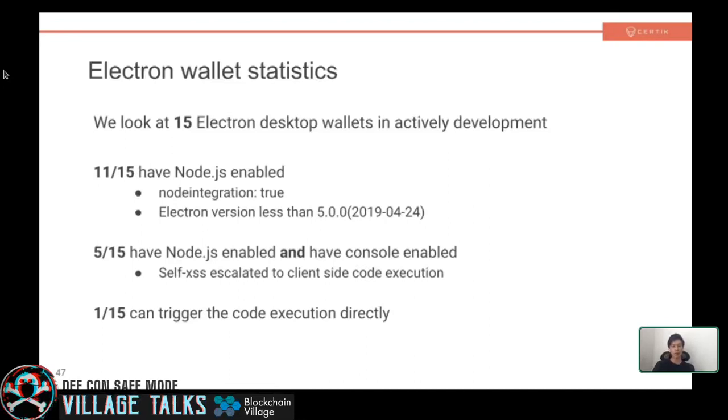The Electron framework, since version 5.0, has Node.js disabled by default for security reasons. But earlier versions have Node.js enabled, and have the dev console enabled. So it might escalate self-cross-site scripting to client-side code execution. There's one example where the attacker can trigger the code execution directly without using self-cross-site scripting.